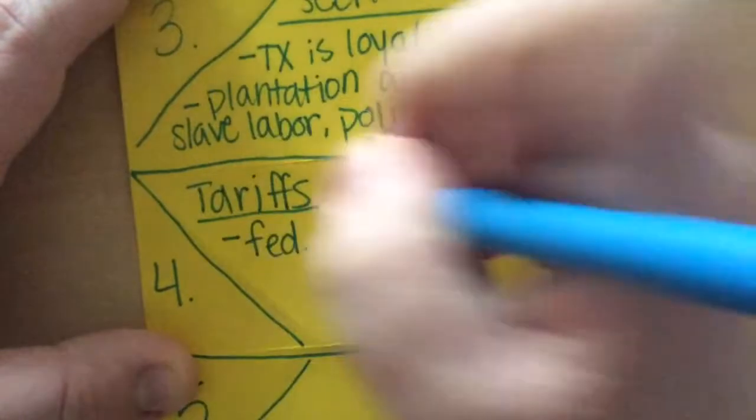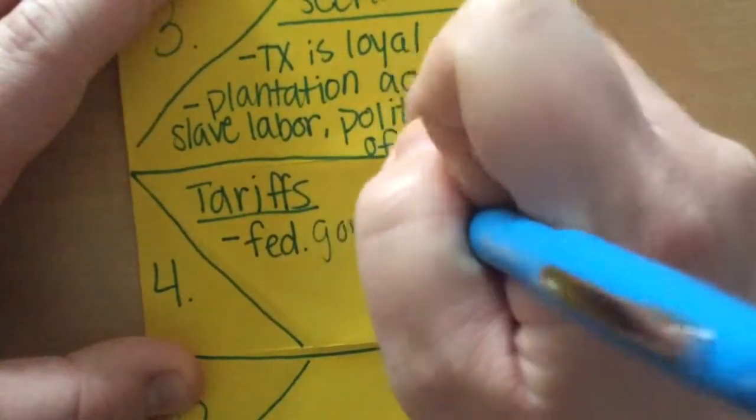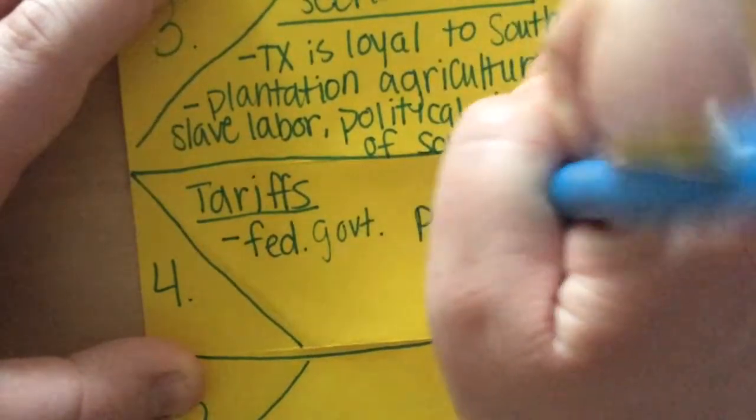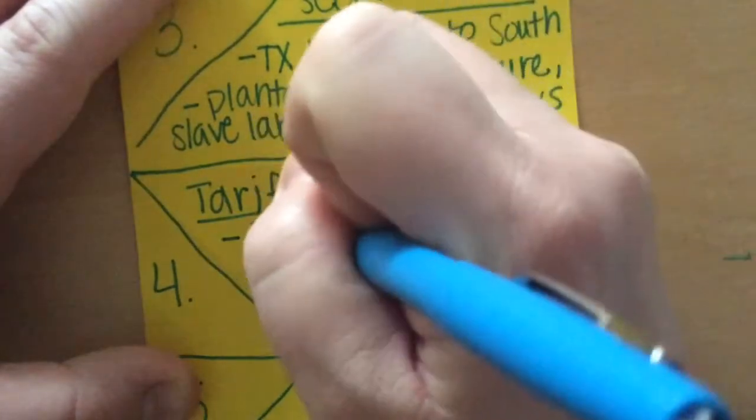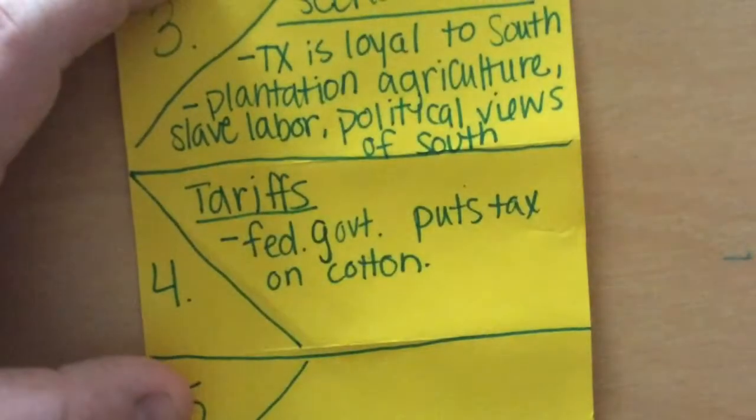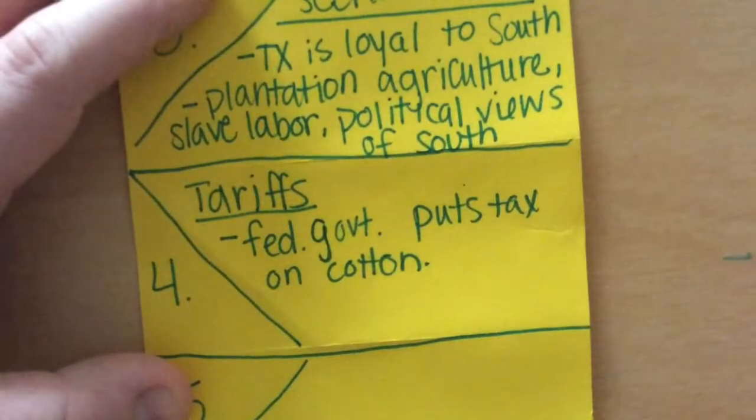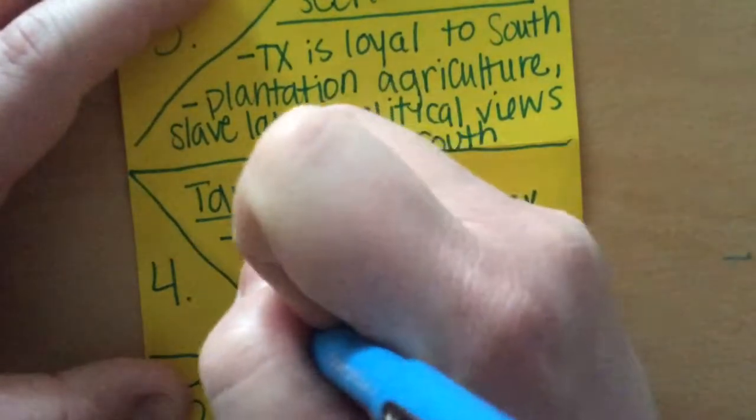That's the first thing we want to write. Federal gov puts tax on cotton. Cotton is only grown in the South, so it kind of feels like the government is just picking on us because we're Southerners, and that's not fair. And Texas is going to try to fight back.